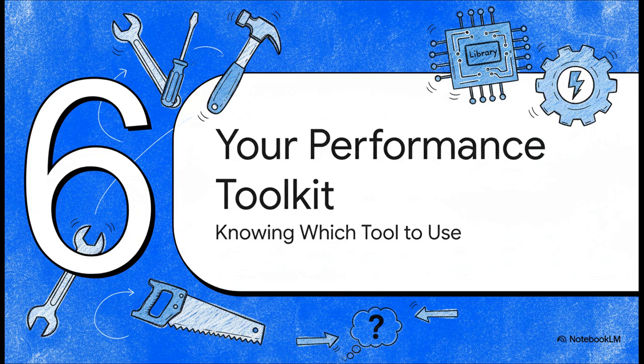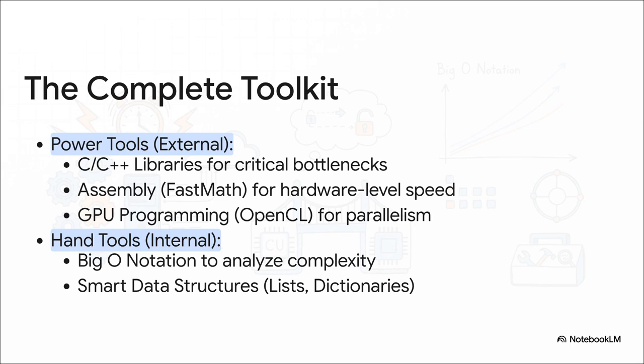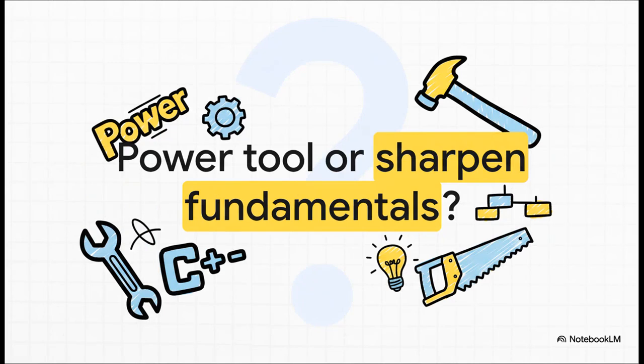So, we've looked at the external power tools, and we've sharpened our internal fundamental hand tools. Let's put it all together and see what our complete performance toolkit really looks like. And here it is, the whole shebang. You've got your heavy-duty power tools for those extreme cases: linking to C++ libraries, using assembly for that last drop of speed, or even offloading huge jobs to the GPU with something like OpenCL. And then you have your everyday essentials: understanding complexity with Big O and making smart choices about your data structures from the get-go.